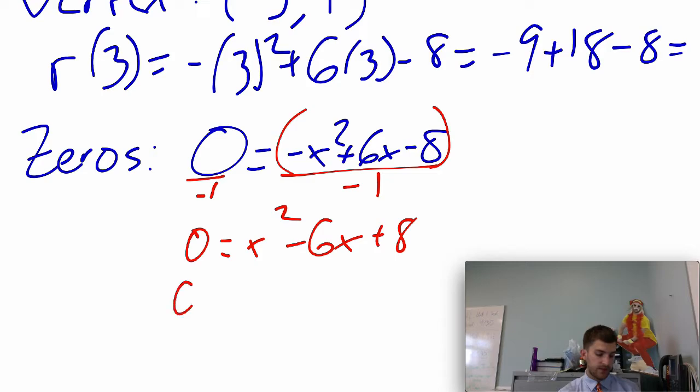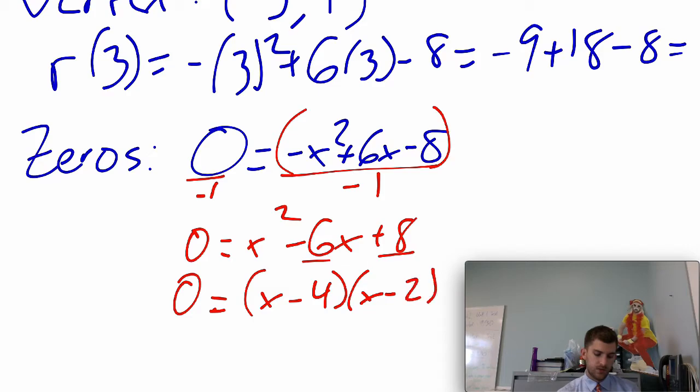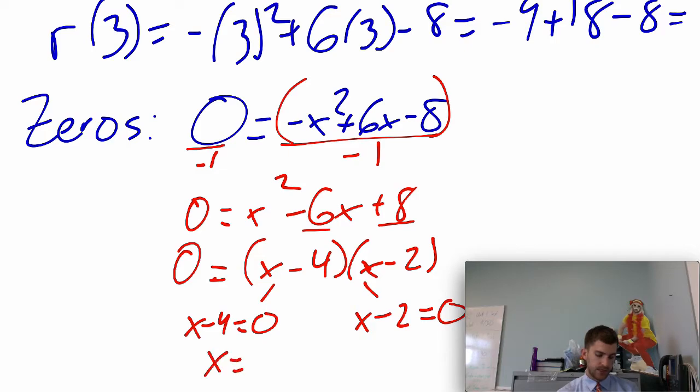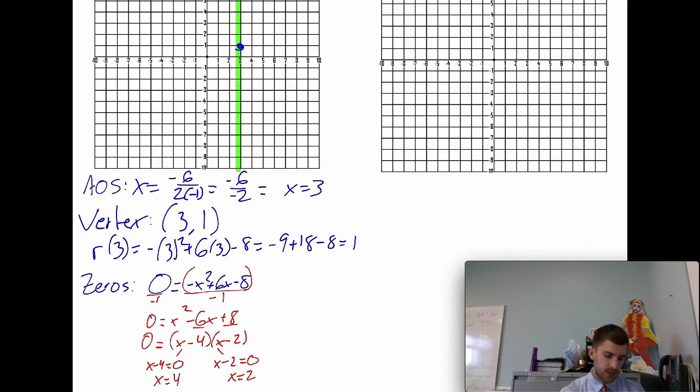From here, we can factor. We've got 0 equals (x minus 4)(x minus 2), two numbers that multiply to 8 and add to negative 6. Now, using the zero product property, either that first group is equal to 0 or the second group is equal to 0. So when we solve for x, we get x equals 4 and x equals 2. So if we put those on our graph, our x-intercepts of 2 and 4, we have points right there.